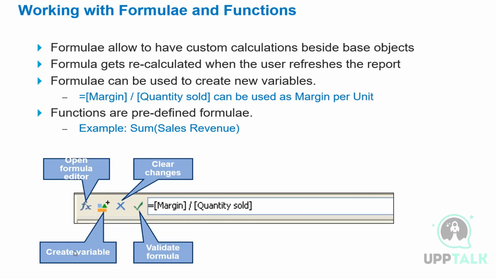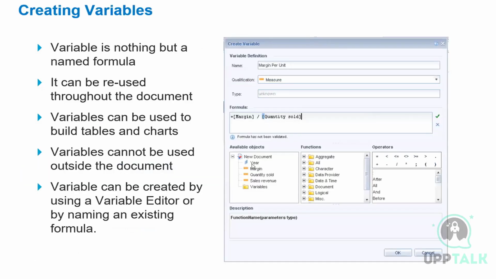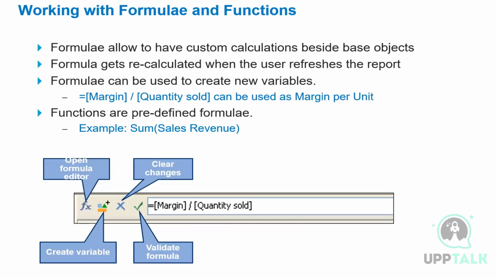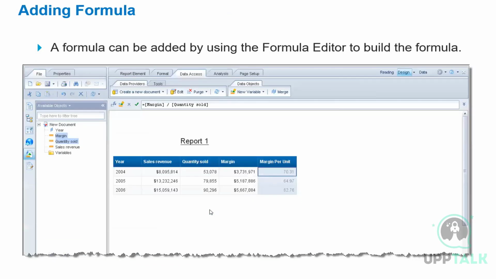This is to create a new variable. We click on this, give the name of the variable, and give the formula, like margin by quantity sold. It is margin per unit. We can create a new variable with the name margin per unit with the formula margin by quantity sold. Functions also we can use, like sum of sales revenue. We can use this formula editor and create functions in the formulas. That is about adding formulas.